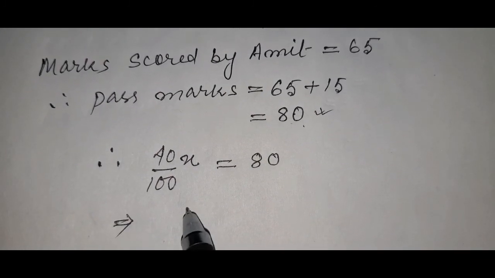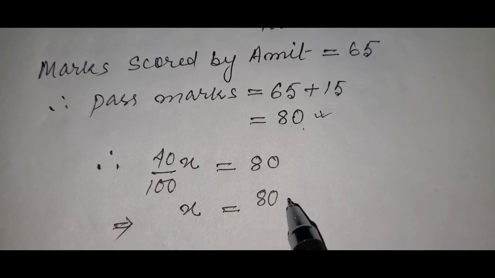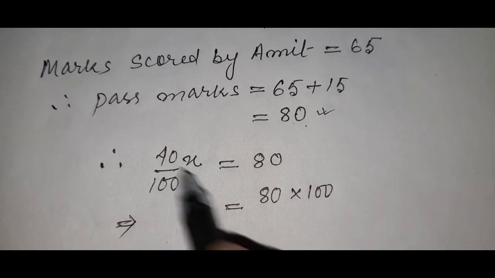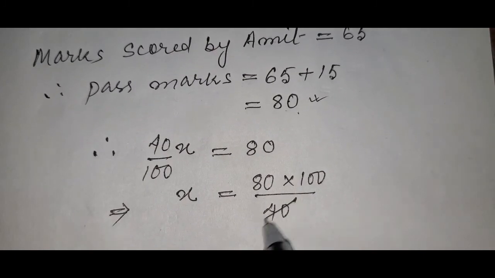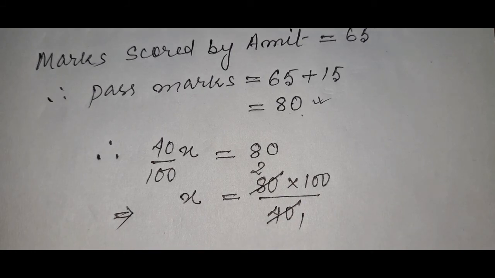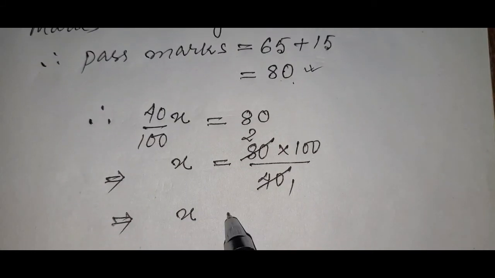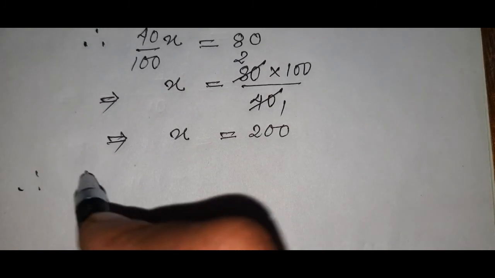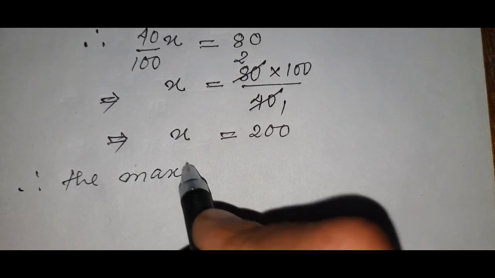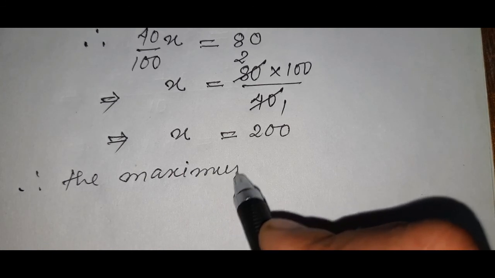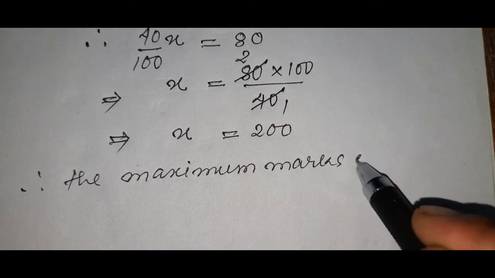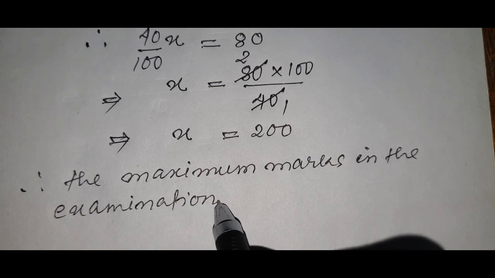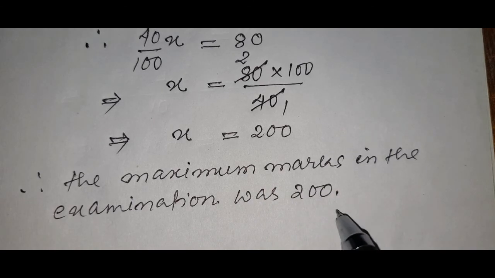So now we're going to use the same shortcut method that we have done earlier. So 100 you just write up here, and then 40 you write down here. Okay, so now you can cut 40 and 80. 40 ones are 40, 40 twos are 80. Now you get here 2 into 100. Okay, so this is 200. Therefore the maximum marks in the examination was 200.